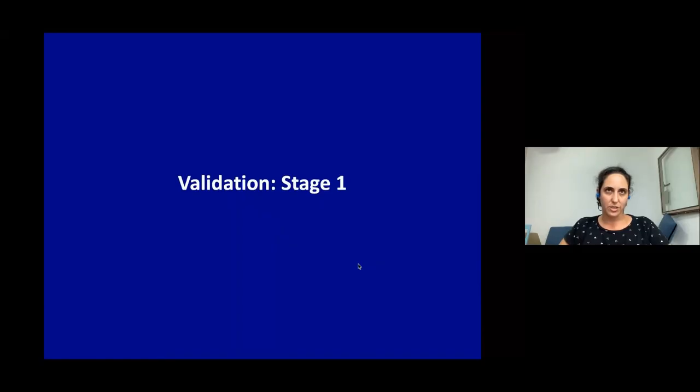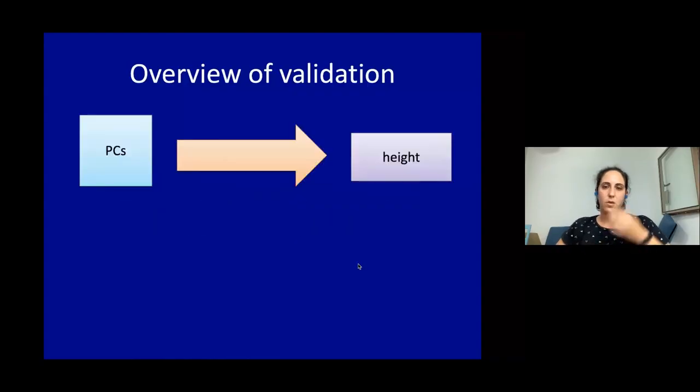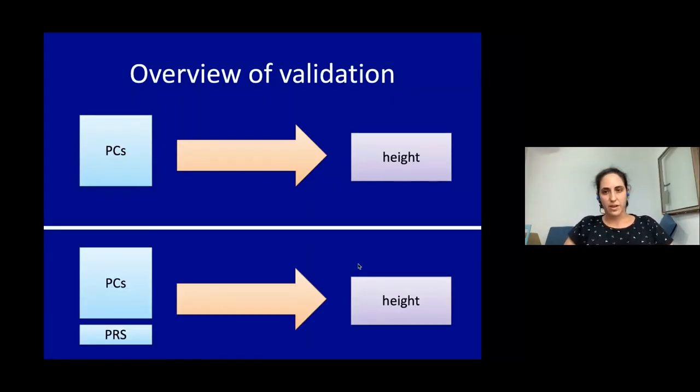We're currently under validation stages. Our first validation was to predict height. And what we were doing is we are validating a projected PRS with measured outcome. So again, specifically, we're looking at height. What we do is we look at PCs of the genetic information, and from it, we try to predict the height of all of our individuals. Then we add a PRS for height that has been computed on the UK Biobank and has been projected on our own individuals. And again, we try to predict their height.